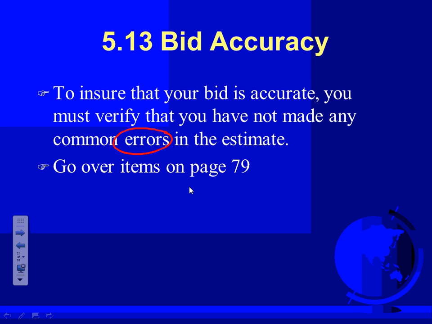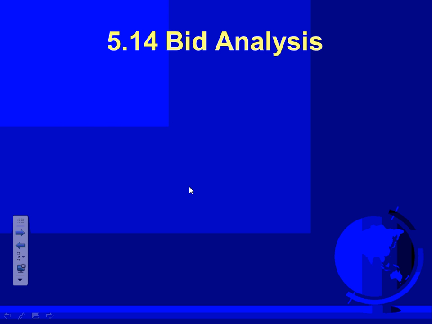There's a whole list of questions that you have to ask to make sure that your bid is accurate. After you do that, first the accuracy. Accuracy is just common mistakes, guys. Then you go to bid analysis. The difference between accuracy and analysis: bid accuracy, guys, is a guarantee that you didn't make common mistakes, right?